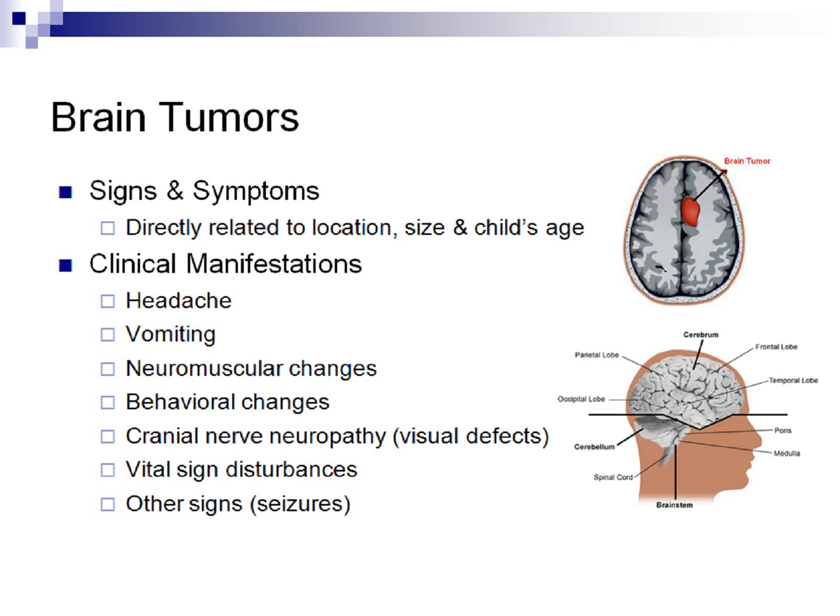So the manifestations may change: headache, vomiting, neuromuscular changes, behavioral changes. Kids may fall off in school activities. They may have cranial nerve neuropathy and visual deficits. A lot of kids will complain of vision problems, double vision. They may have vital sign disturbances depending on how close it is to the cerebellum, and other signs such as seizures.